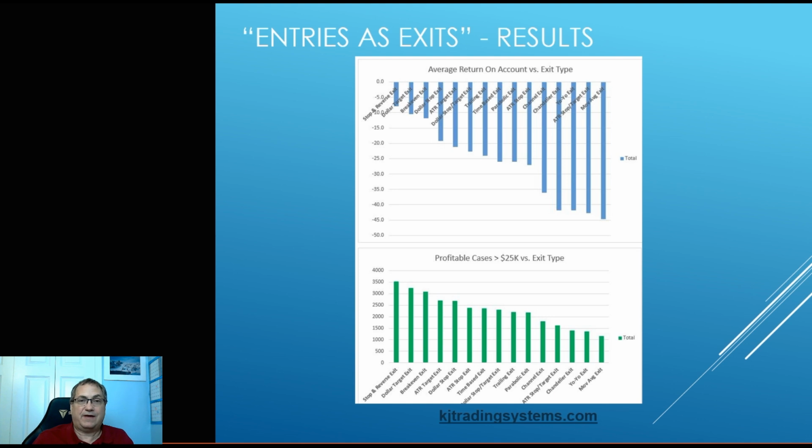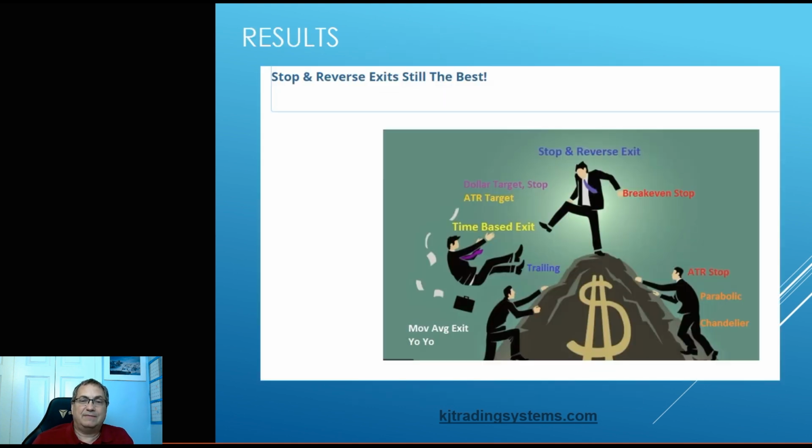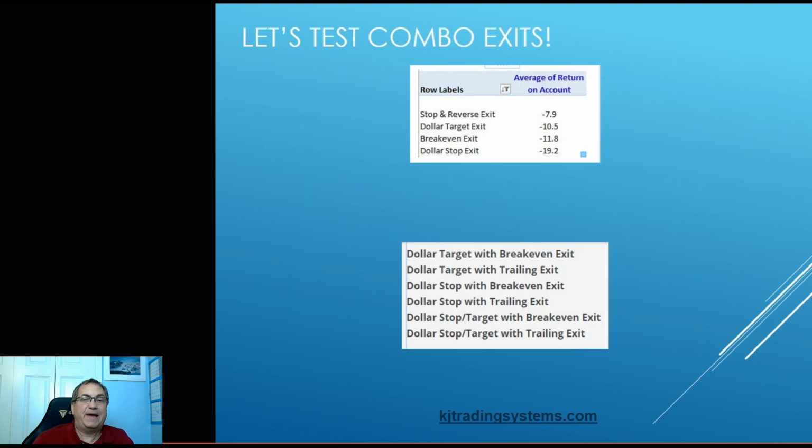Okay, so I've tested a bunch of stuff, and return on account's always the best. So next, I thought, hey, I don't want to just have stop and reverse being the best. What else can I test? So what I decided to do was take the best ones.